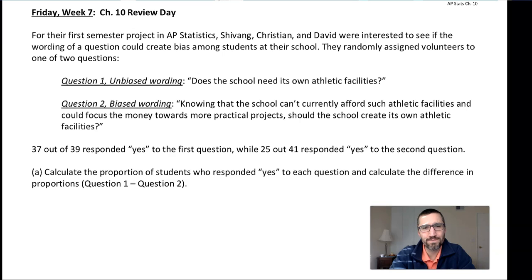Going to look at a question based on a project that a few of my students did, probably 4 or 5 years ago, to review and extend a little bit of your thinking about two sample procedures. So let's get started.